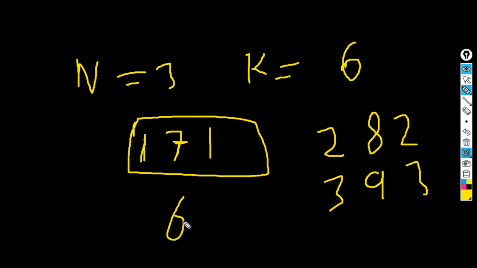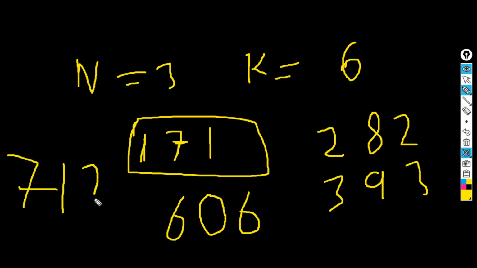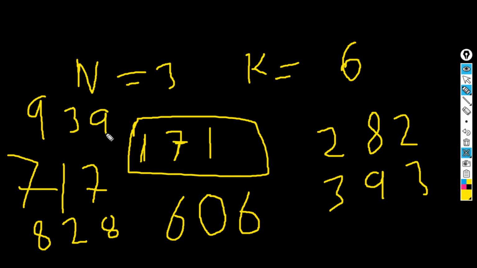Let's try for 6. Now 6 plus 6 is 12, and 6 minus 6 is 0. So we'll take this also: 6, 0, 6. This is our fourth case. Now let's take 7. For 7 also we got 1, 7, so it's 7 1 7. For 8 we got 8 2 8. And for 9 we got 9 3 9.